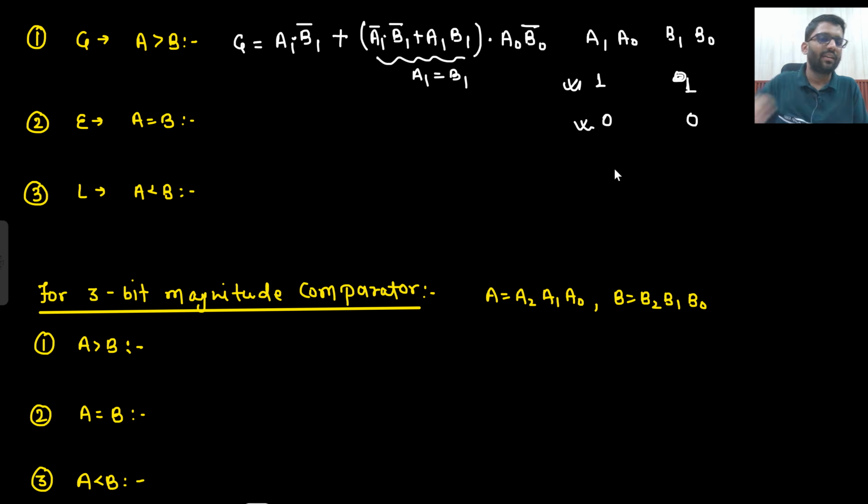Then what is the other condition to be greater? If they are equal and a0 is greater than b0. That means a0 is 1 and b0 is 0.